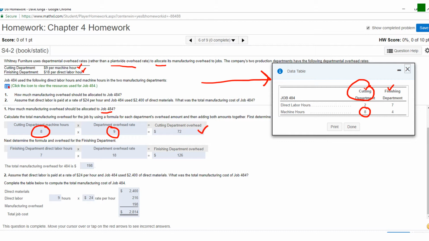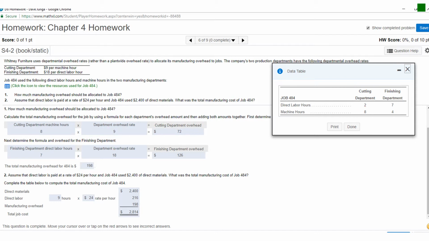For the finishing department, they use direct labor hours. Finishing has 7 direct labor hours. So that 7 is what you want to put right there. And the overhead rate that they gave you is $18. You multiply that, you get 126. If you add that together, that's going to give you $198 total allocated overhead for this particular job. And note, that will also be our third product cost in the next part when they ask us to get the overall cost of the job. So we've already got the overhead part of it. We just have to get the direct materials and the direct labor.